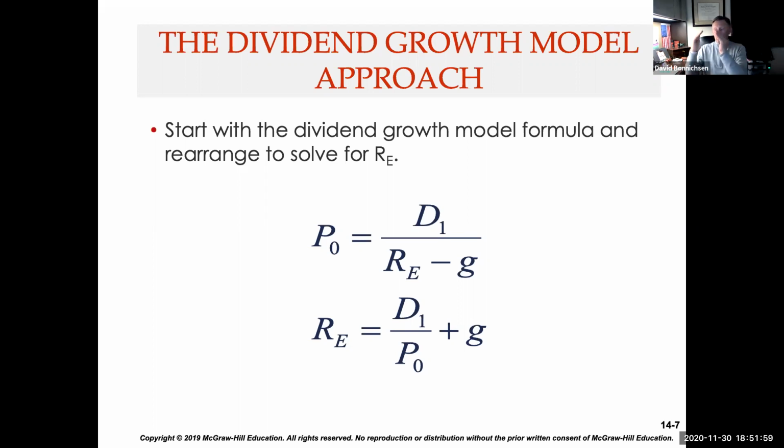Dividend yield, capital gains yield, total return. Remember, total return, aka expected return, is comprised of the dividends you receive, the yield on the dividends you receive, and the growth of the underlying stock.